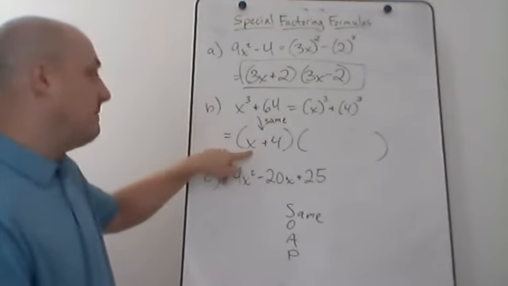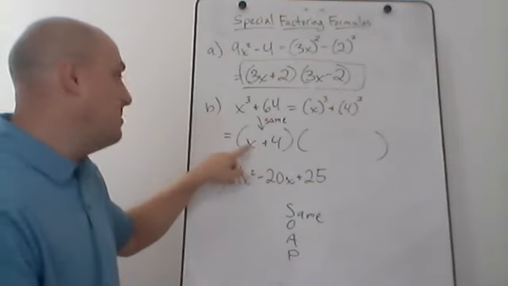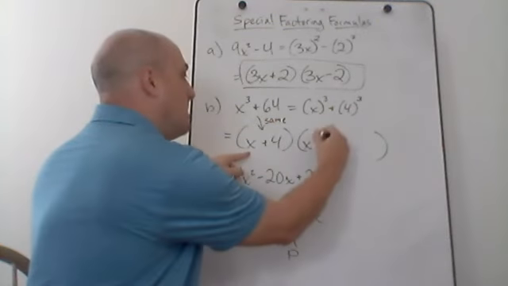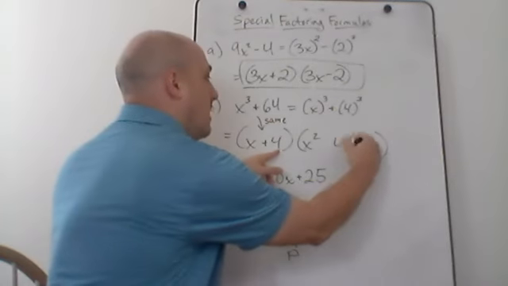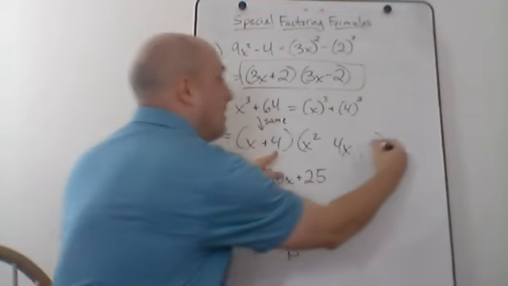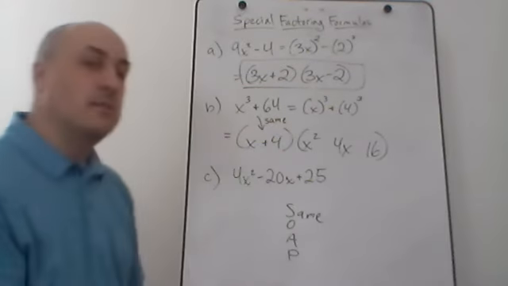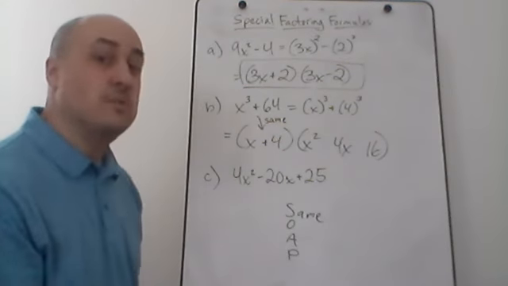To fill in my next parentheses, here's the pattern that we use. I take the first term here and I multiply it by itself. I do x times x, that gives me x squared. Then I do x times 4, that gives me a 4x, and then I do 4 times 4, that gives me a 16. So when we're doing a sum or a difference of cubes, it's always that same pattern.